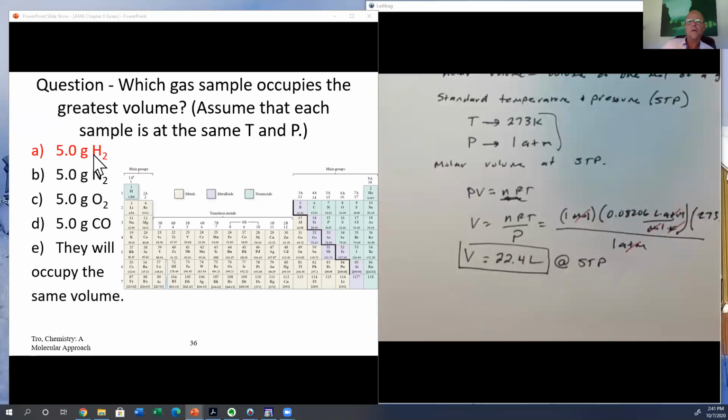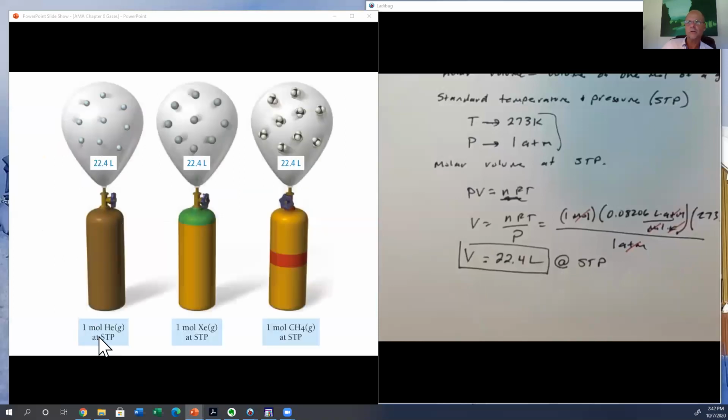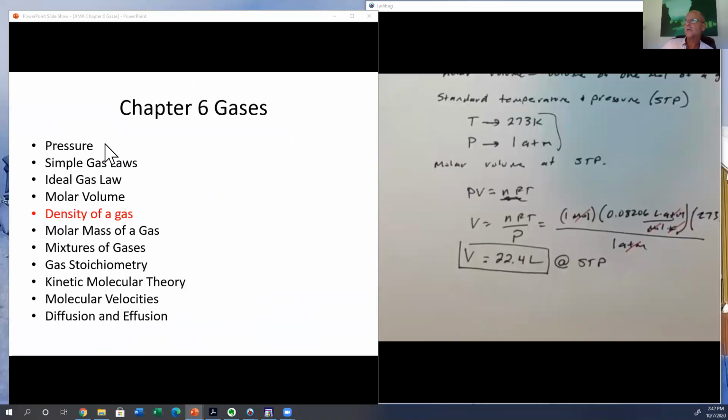Questions? It's hard to think about. If you're a little confused, come back and think about it again a little bit later. Remember that for a given temperature and pressure, what determines the volume is the number of moles. If I had 2 moles of this, what would be the volume? 44.8 at STP.